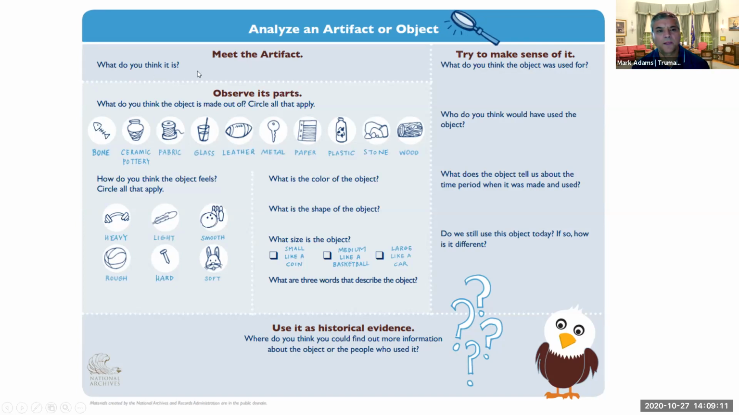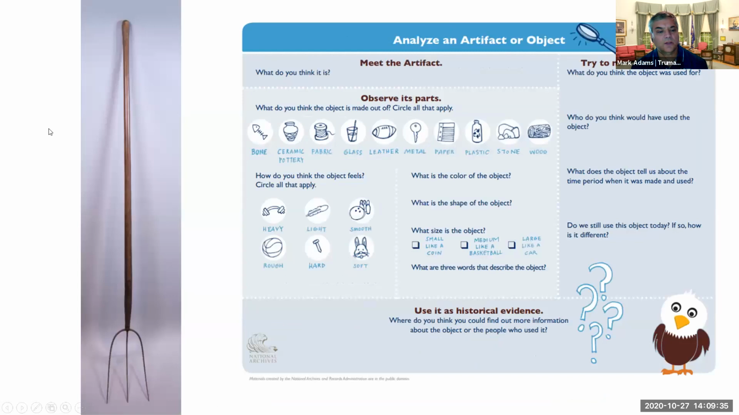But you can think about what things are made of, whether it's plastic or paper or metal or leather and so on, whether you think it's heavy, light, smooth, rough, hard, soft, the color, the shape, the size, three words that describe it, and all of these other questions. And then the last one I like is, where can you find more information about the object or the people that used it? So let's look at this first one over on the left side. I've left those questions up on the right side. We may look at some of those. I don't think we'll look at all of them today, but you certainly could in class.